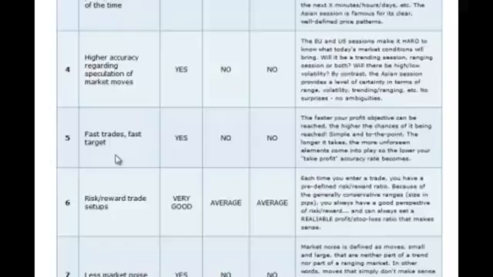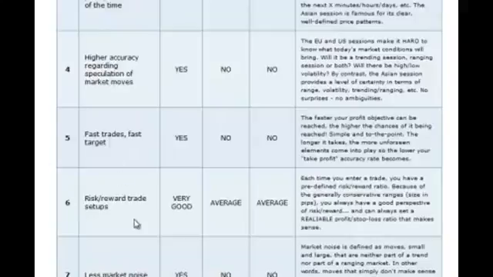The faster your profit objective can be reached, the higher the chances of it being reached at all. It's simple and to the point, really. The longer it takes, the more unforeseen elements come into play. And that's really the way it is with everything in life, right? Not just trading. The more time it takes to accomplish something, the more opportunity you have for unforeseen elements to come in and make things go wrong.